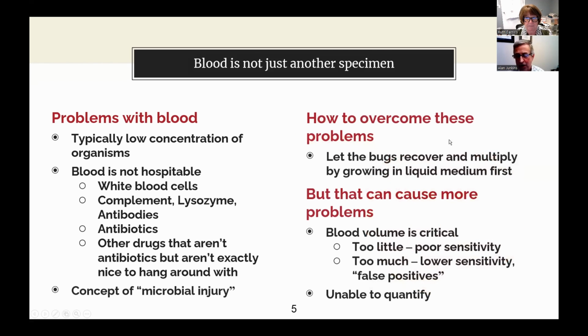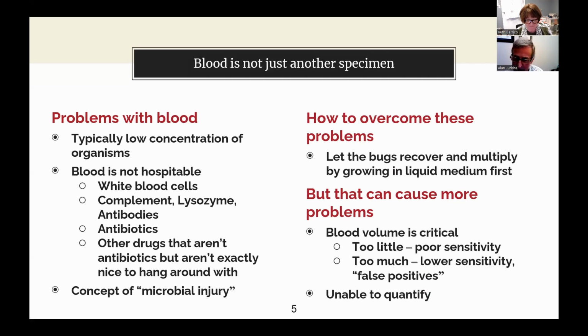So what we do to overcome that is put it in a broth. We put it in a liquid medium, which is going to dilute out all the bad stuff that's in the blood, and it's going to let them recover. It's kind of like going to the spa for a little while. They can relax and get their health back and they can grow better. So we're going to let them grow in that broth.